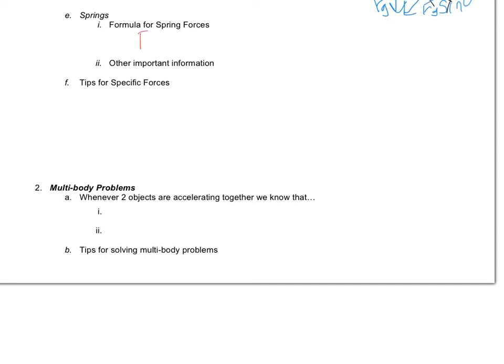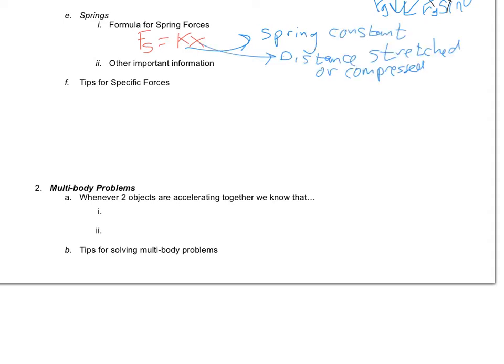Moving on to springs here, we have our formula for the spring force, which is that the force of the spring is equal to k, our spring constant, times x, the distance that spring is stretched or compressed. The one piece of important information I would say that's relevant here is we want to keep in mind that x is the change in the length of the spring, not the actual length. This is the distance stretched or compressed, or the change in length.